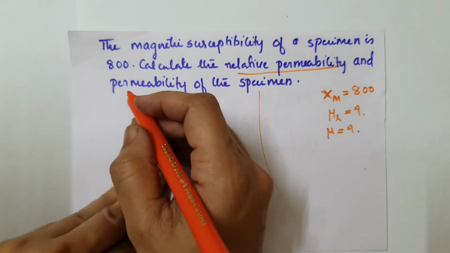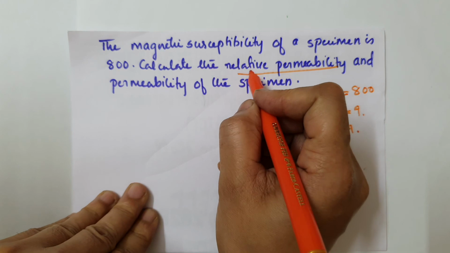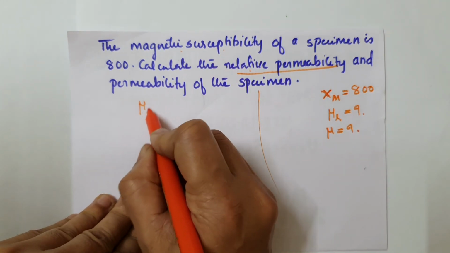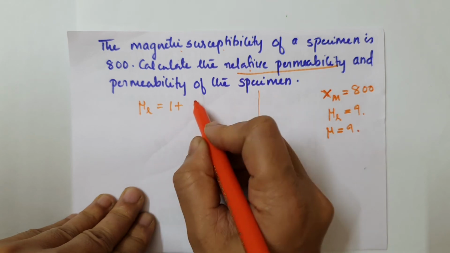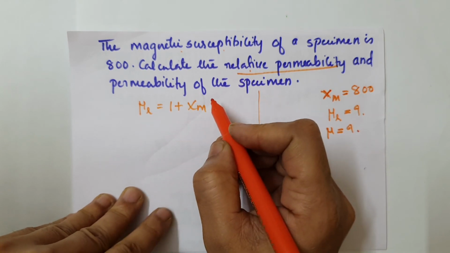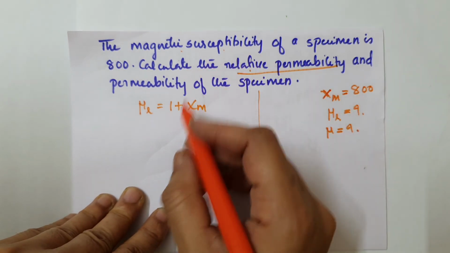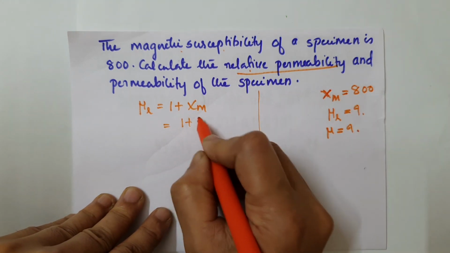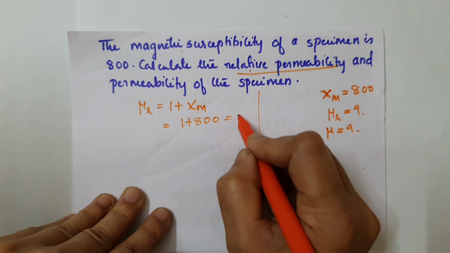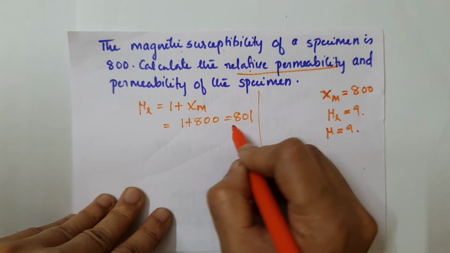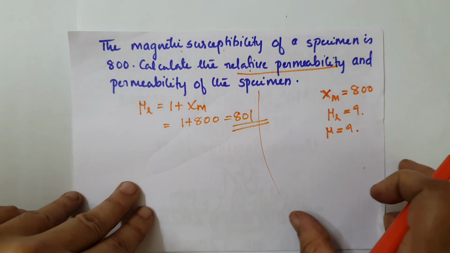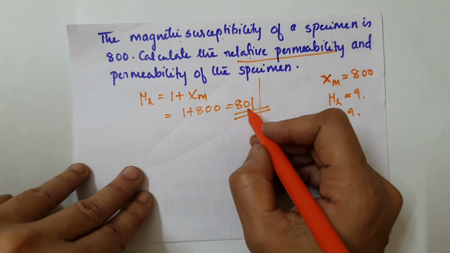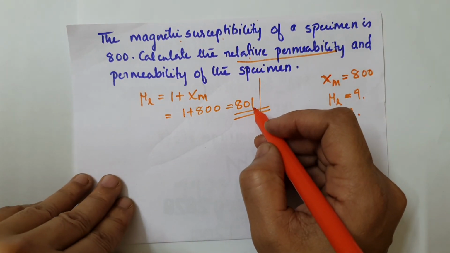And we have the relation connecting the relative permeability and the magnetic susceptibility, that is, mu r is equal to 1 plus magnetic susceptibility. Here the magnetic susceptibility is given as 800. Therefore, this equation is 1 plus 800, that is, the relative permeability is 801.